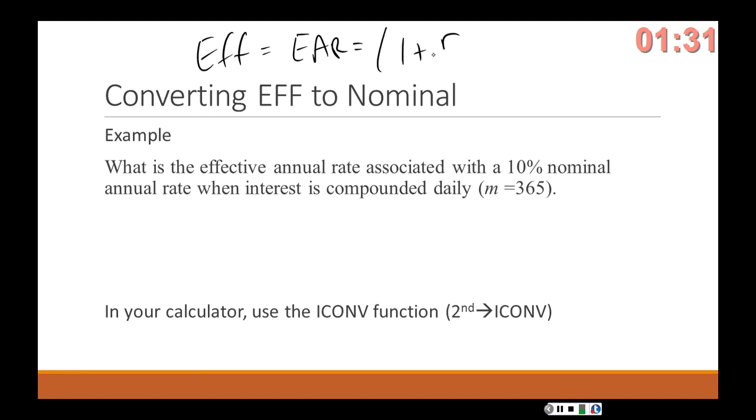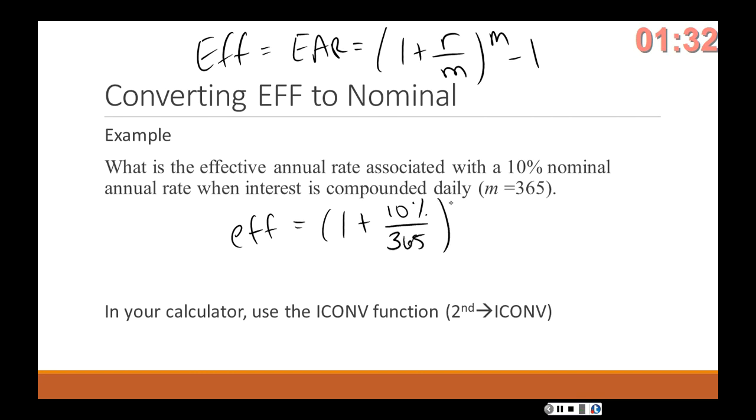But it's 1 plus your stated rate over M, raised to M, minus 1. So if you were putting this into your calculator using the equation, the EFF would be equal to 1 plus the stated rate, 10%, divided by the number of compounding periods per year, 365, raised to 365, minus 1. And you would get 10.52.